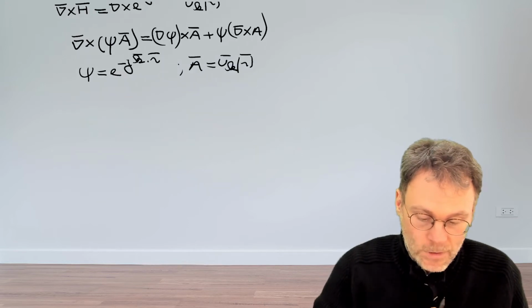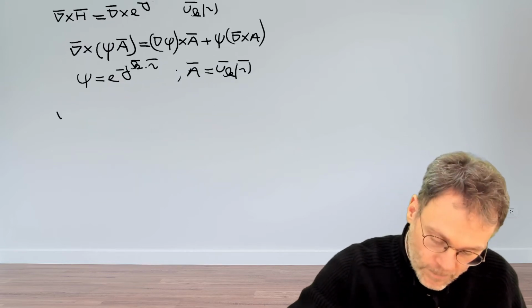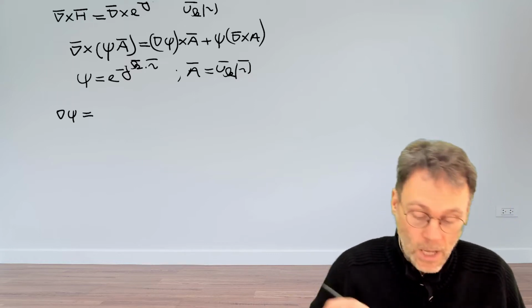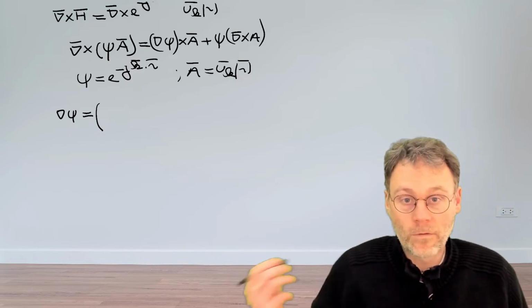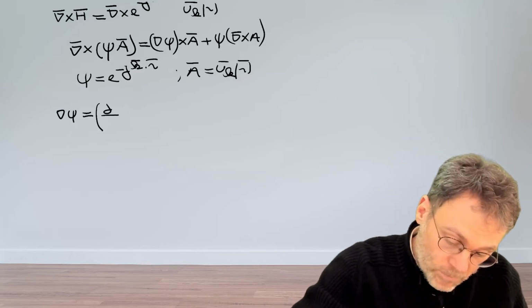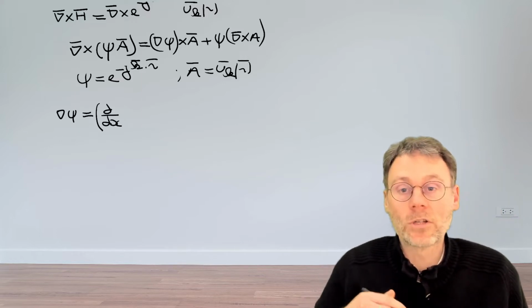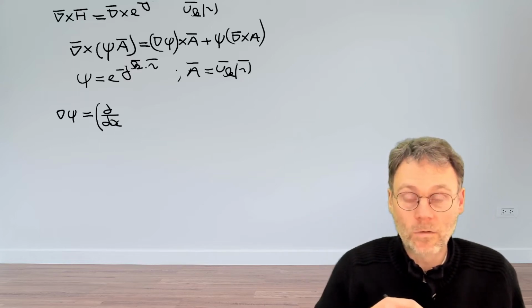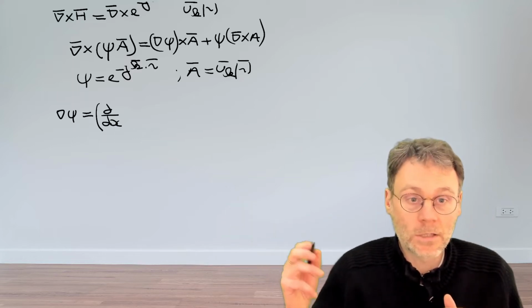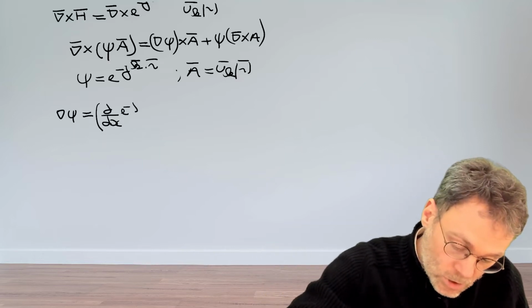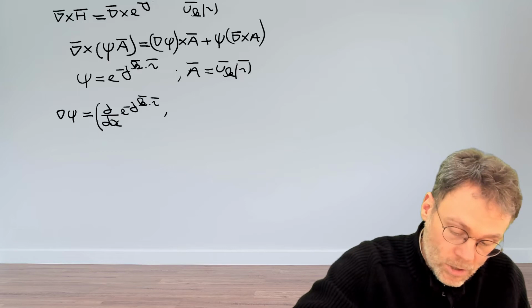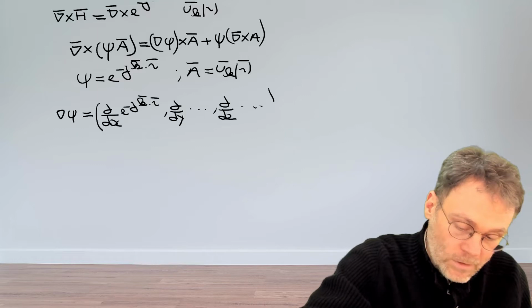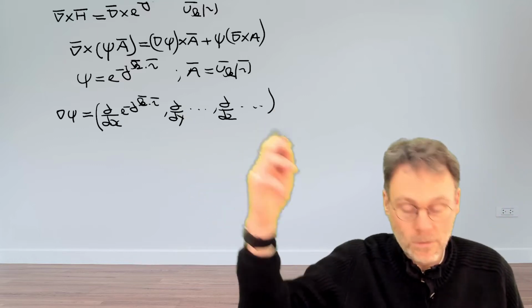Right, let's see what happens. So the gradient of psi is actually the gradient of exponential minus jkr. And a gradient consists of 3 components. The first component is the partial derivative with respect to x of our function psi, and then the partial derivative with respect to y of that same function, and so on and so forth. But the first component is d/dx of our function psi, which is exponential minus jkr. And then we have d/dy of the same exponential, d/dz of that same exponential. But because I'm lazy, I don't copy that here.